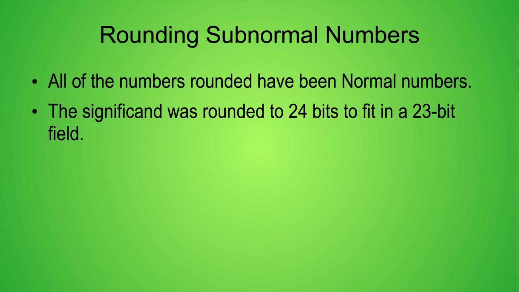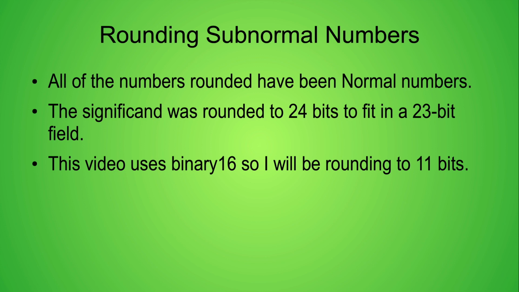When rounding normal numbers, I started with a 32-bit significand and rounded to 24 bits. This is because the type of the result was binary 32, which has a 23-bit significand field. The most significant bit of normal binary floating point numbers is assumed to be 1, so we never store the most significant bit of the significand when using the IEEE 754 binary formats. In this video, my target type is going to be the binary 16 format. So rather than rounding to a 24-bit result, I will be rounding to an 11-bit result.